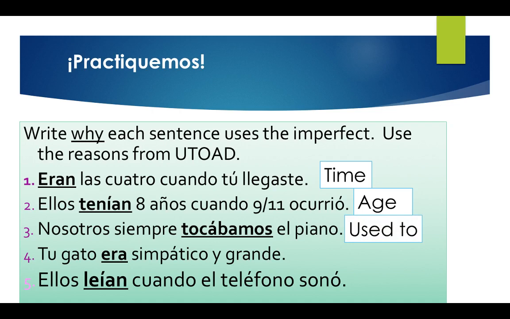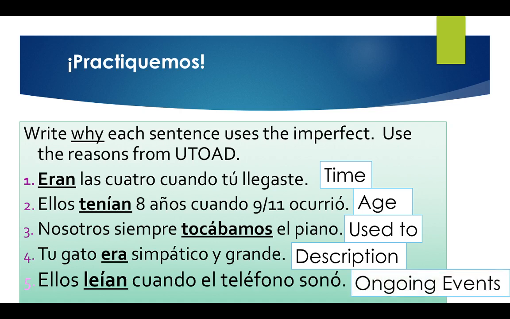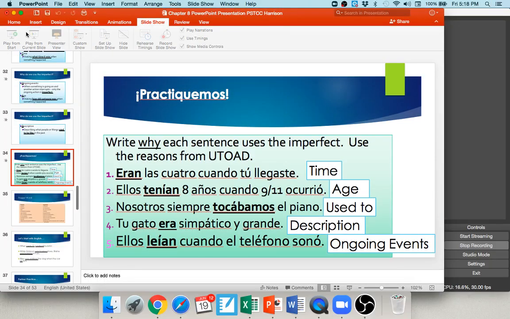Number four, tu gato era simpático y grande. Your cat was big and really nice, sorry. So your cat was really nice and really big. That's a description of the cat. And number five, ellos leían cuando el teléfono sonó. We talked about this one a little bit already. They were reading. That's the action that gets interrupted. It's the ongoing action that is interrupted by the ringing of the phone. So those are our reasons for UTOD.